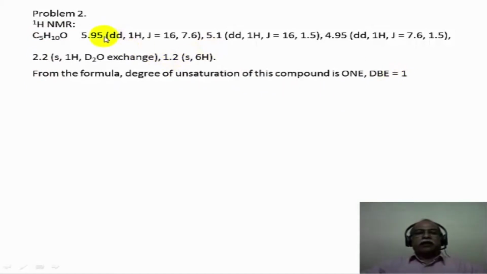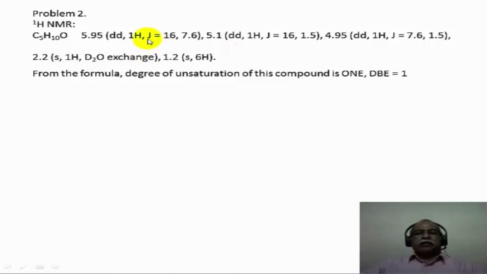Now, if you carefully look at the proton NMR data, 5.95, 5.1 and 4.95, they seem to be mutually coupled hydrogens of the type olefinic hydrogens, because the chemical shift values seem to indicate that they are olefinic hydrogens, and the pattern, namely the doublet of a doublet, doublet of a doublet, doublet of a doublet, seems to indicate that they are mutually coupled to each other.